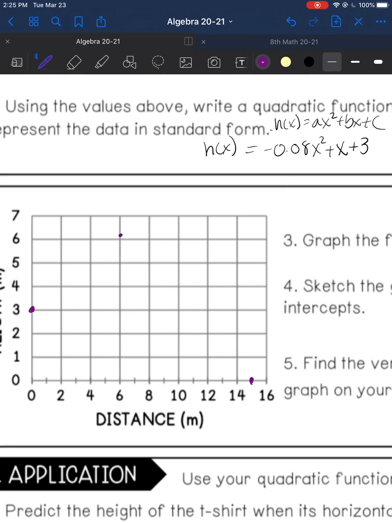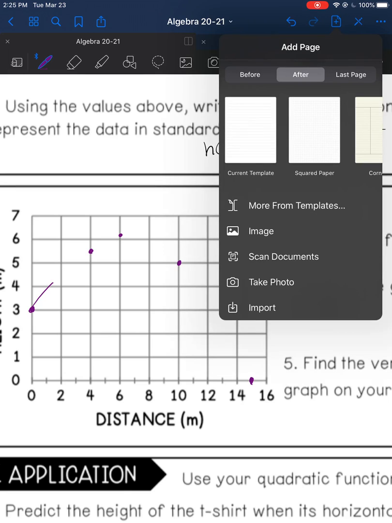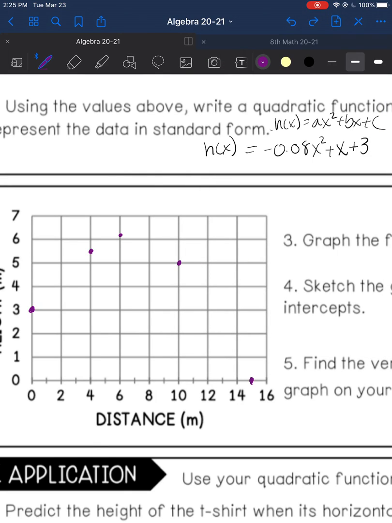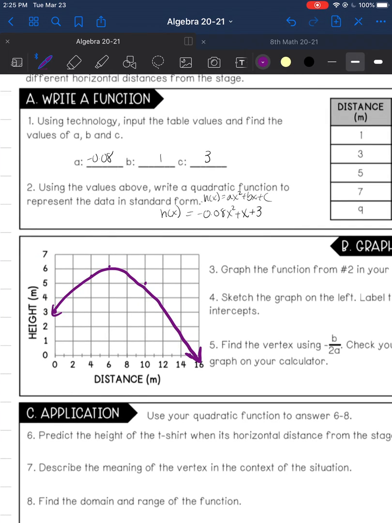And 4 looks to be about right at about 5.5, and 10 and 5. So not beautiful, but we're going to try to do our best here. I'm going to go ahead and use a thicker pen mark. Oh wow. So that is a very rough sketch of our graph.